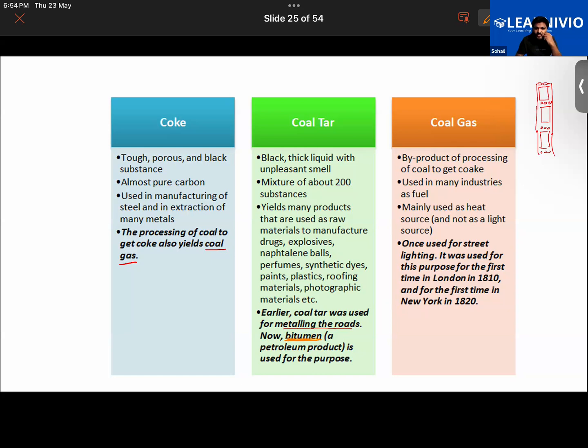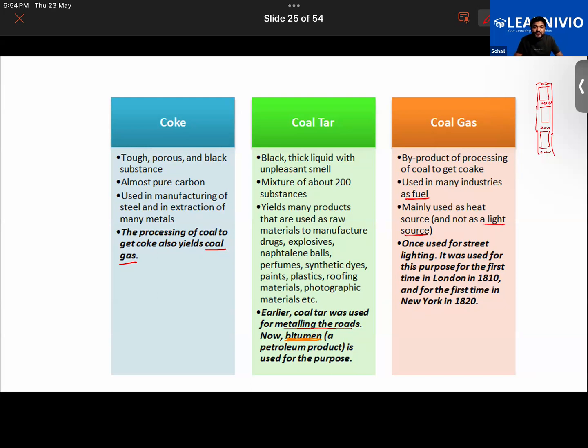Okay, sir. Then talking about coal gas. Coal gas is also one of the byproducts. Let us understand what its uses are. In many industries, it will be used as a fuel. Mainly, it will be used as a heat source and not as a light source. So that is the thing.